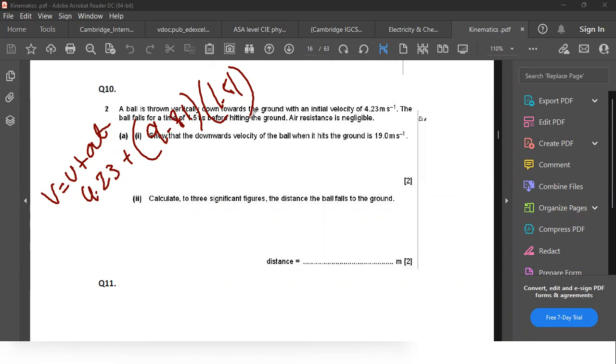Yeah, it's 19.04, rounded to the significant figures. Good job. Now, the second part is: calculate to three significant figures the distance the ball falls from the ground. So now you have all your data available. Once again, you need to decide which kinematic equation is applicable, and then you can calculate what the distance is.